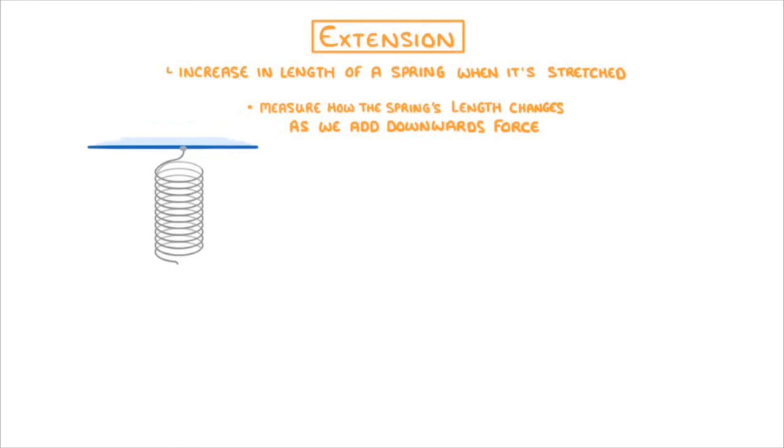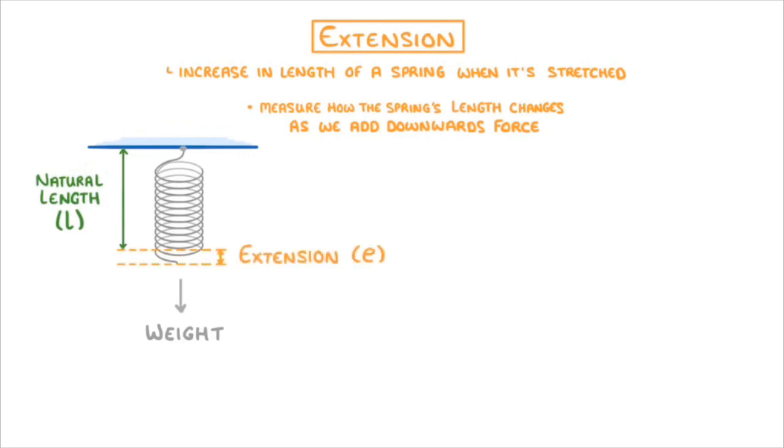Now, even before we've had any chance to add force ourselves, the spring's own mass will be exerting a force downwards in the form of weight. And this means that the natural length will be a bit shorter than the spring itself, because there will already be some extension. This extra length is generally pretty small though, so we tend to ignore it and think of the entire length as the natural length.